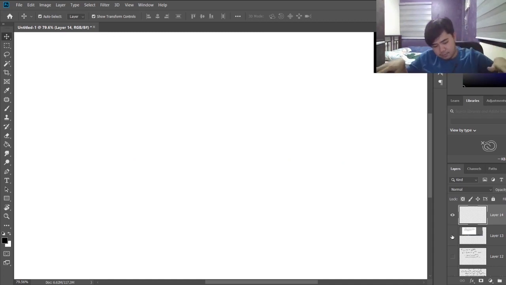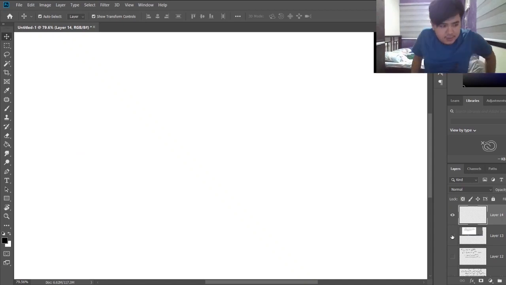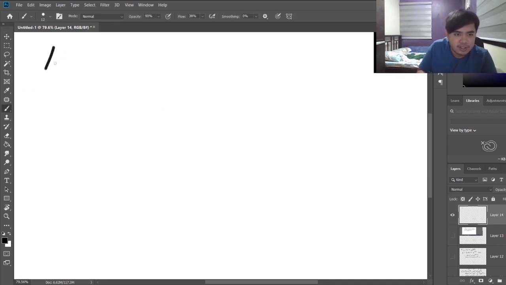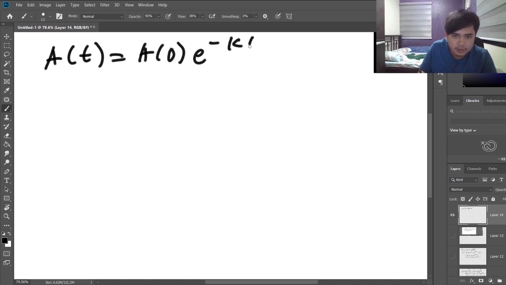So this might sound familiar to you, especially for those taking up chemistry, because this is taken from that subject. I just stole a question there. So the equation is A of t is equal to A of 0 e to the negative kt, where k is equal to ln 2 over t half-life.